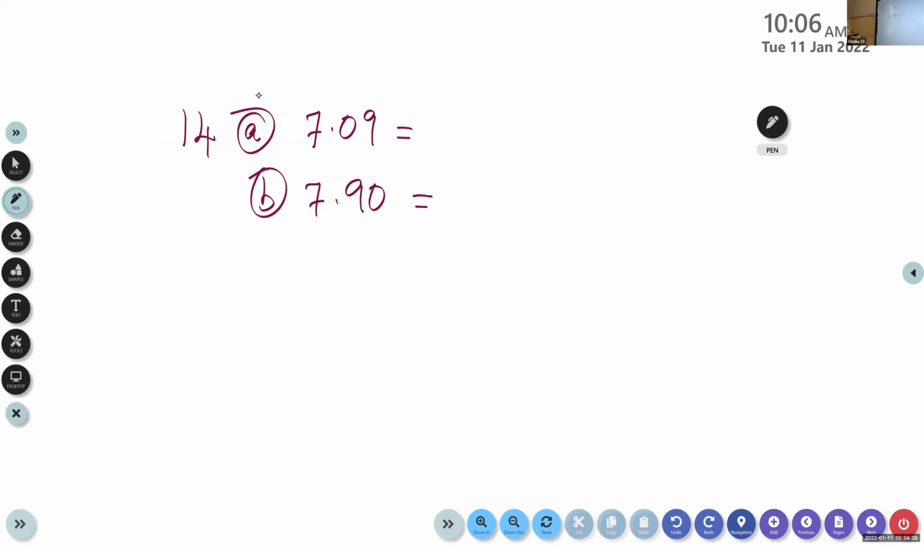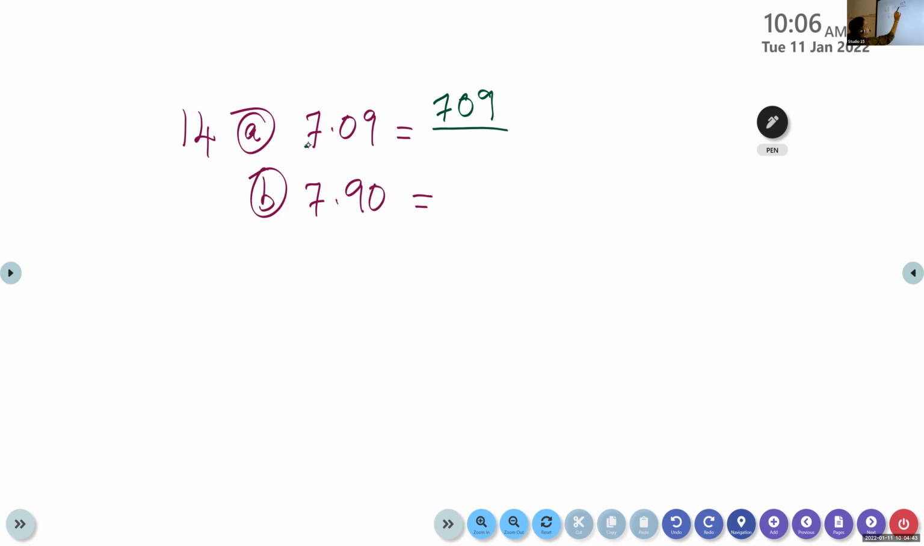Yes, Ihan. Question number A. Can you tell me the answer? 709 divided by 100. Yes, children. Write the number without decimal point. 709. It is 709 divided by 100. Okay.